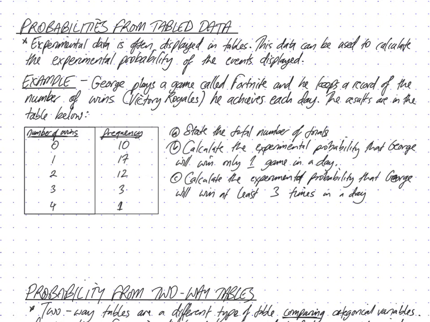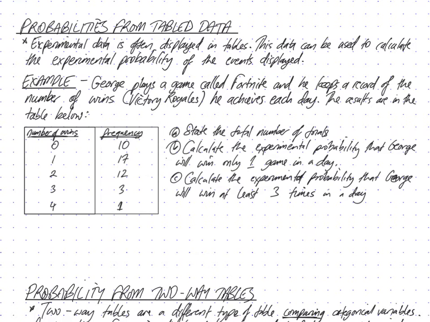This one is on probabilities from table data. So, experimental probability we've talked about is probability calculated from experimental data. And experimental data is often displayed in tables. So when you display data in tables, you can use it to calculate the experimental probability of certain events that you've displayed.